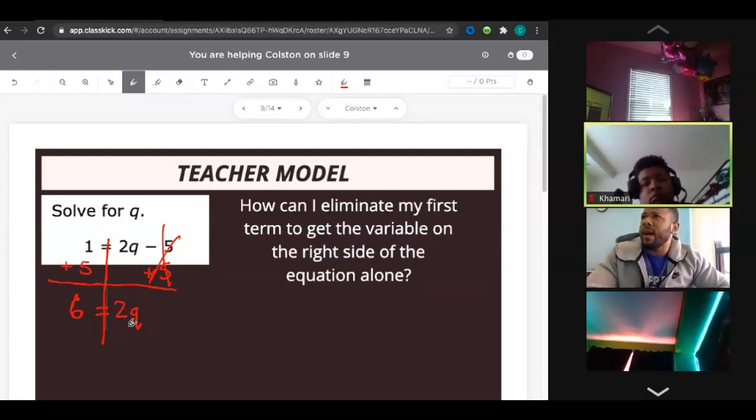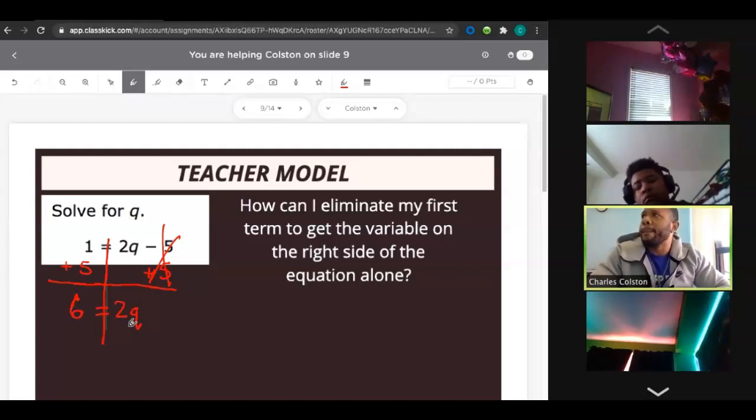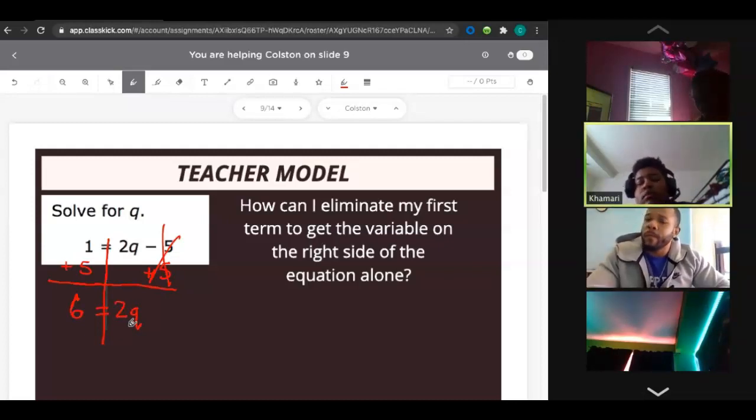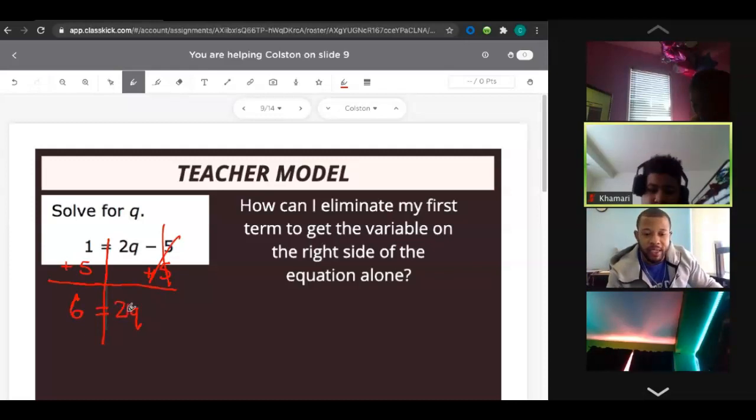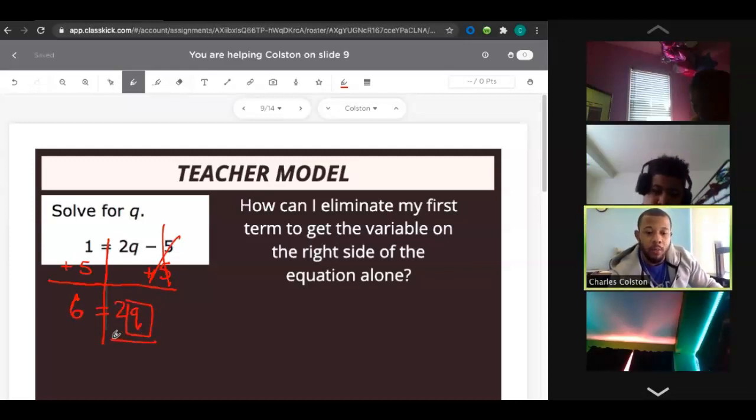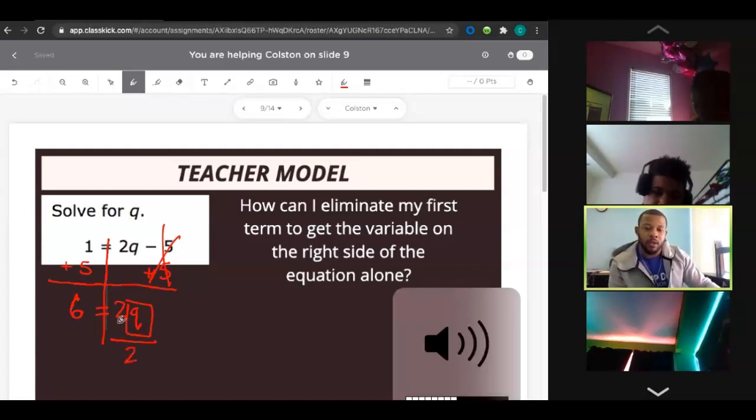What should I divide by, Kamari? 6. Divide by 6? No, 2. Divide by 2. There we go. Remember, our variable is right here. We want to get this variable by itself. That's the whole point of us doing this, to get this variable by itself. So I'm going to divide by 2. Is that all I do, Kamari?